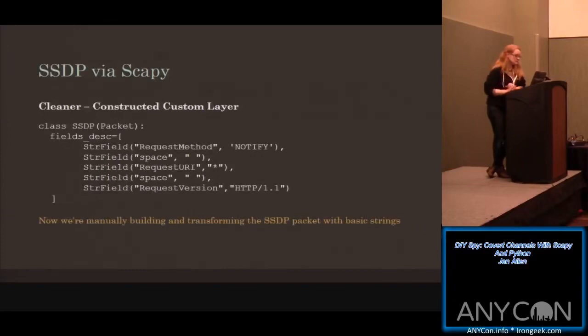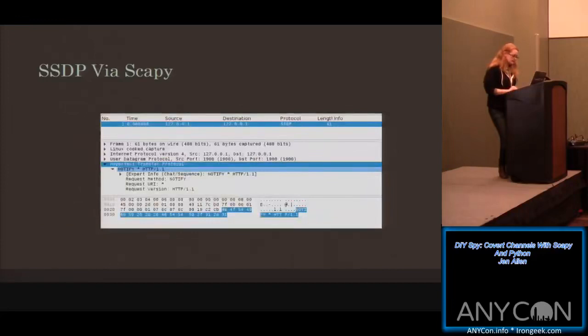You can create a cleaner constructed custom layer, and this is where Scapy gets really cool. You can actually create a class with the packets that you want to use. So here I'm doing almost the same thing. I'm basically building out the fields in an SSDP packet, and this is just a concatenated version. This is the minimum header that you would need for a packet sniffer to pick this up as SSDP. So I've got the fields, and I'm just using string fields for request method. I'm even adding spaces in manually. This is very simple, and that will also get picked up as SSDP.